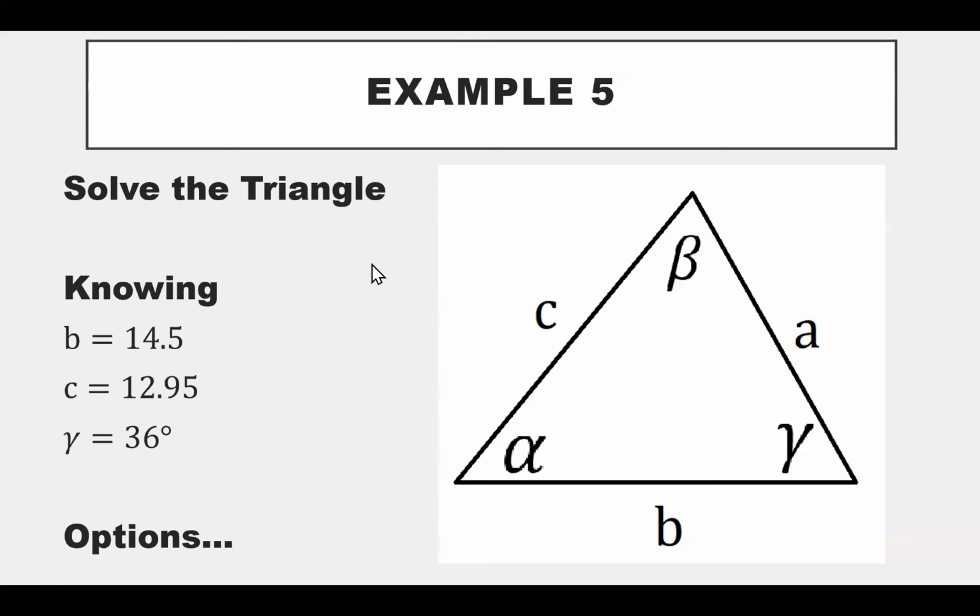Let's look at another scenario. Let's try to solve this triangle. If you want to try it on your own, push pause on the video. I'm going to jump right into it. We're given that we have side lengths of B of 14.5, of C of 12.95 and gamma of 36 degrees.